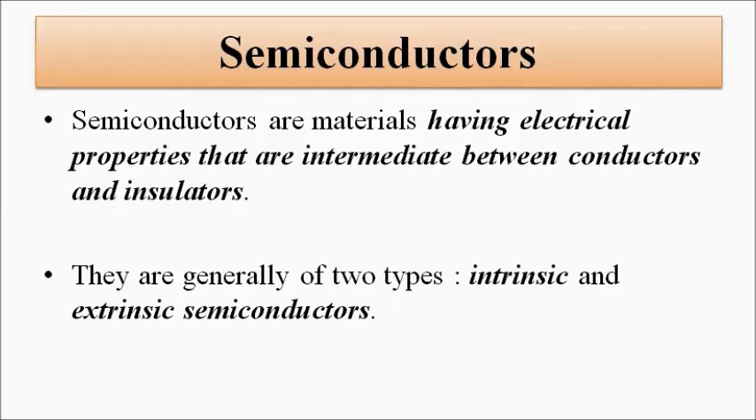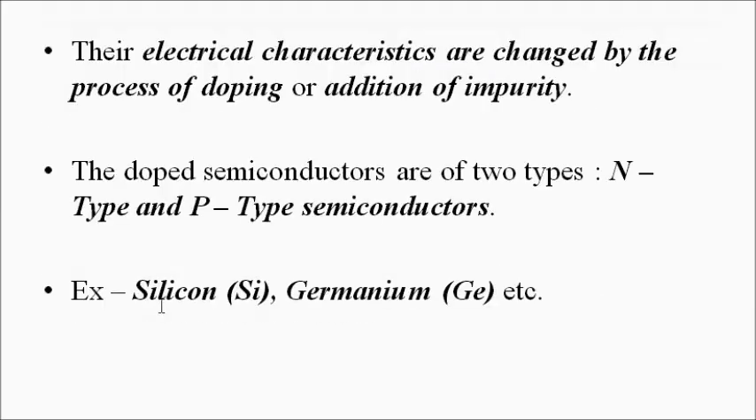Then the electrical characteristics of semiconductors are altered by the process of doping, that is addition of suitable trivalent or pentavalent impurity to give us two categories of extrinsic type semiconductors, that is N-type or P-type semiconductors. So the N-type semiconductors, they have electrons as the majority charge carriers. P-type semiconductors have holes as the majority charge carriers.